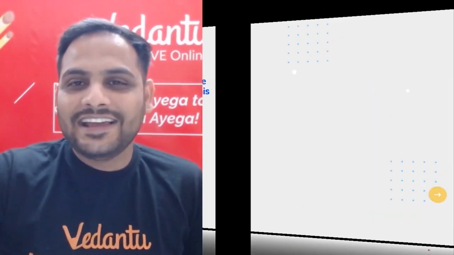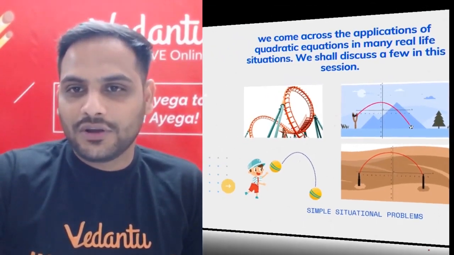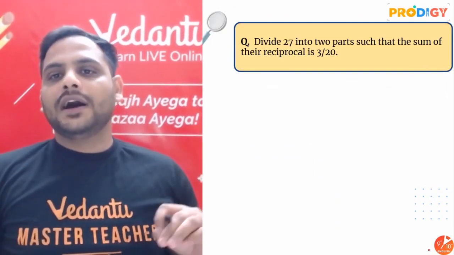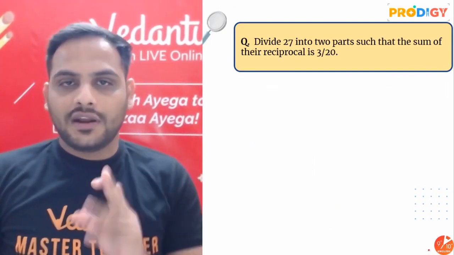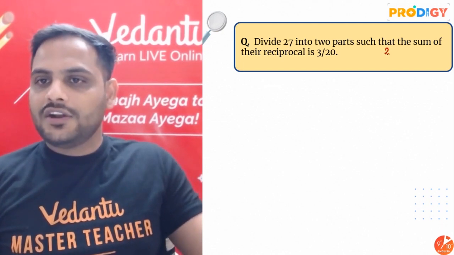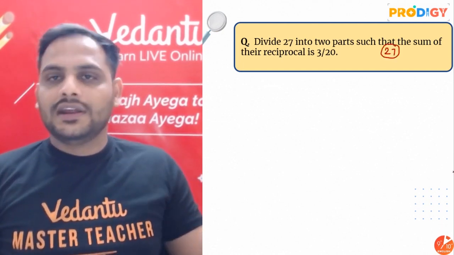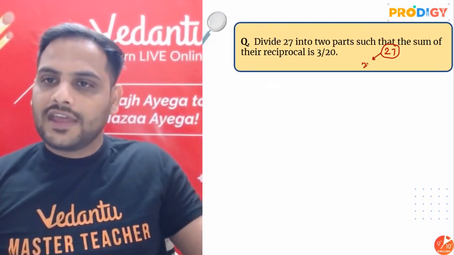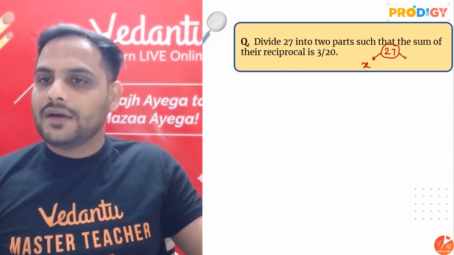All right, okay guys, the first question which we'll be talking about is this: divide 27 into two parts such that the sum of their reciprocals is 3 by 20. Now if I have to divide 27 in two parts, divide means not division, breaking 27 in two parts. So let's say one part is x. What will be my other part?